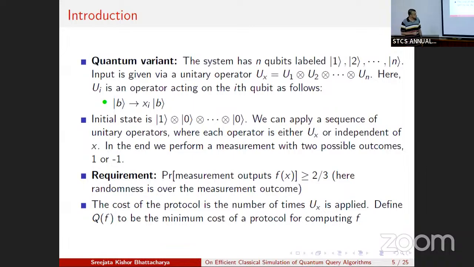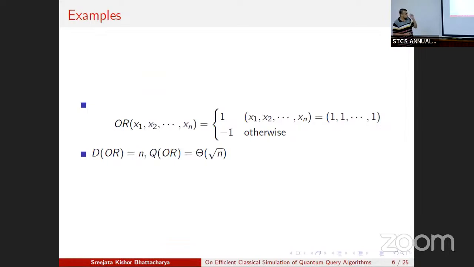So here are some examples. Let's consider the OR function. The deterministic query complexity of OR is simply n. OR is true if at least one of the coordinates is true, and it's false if all the coordinates are false. The deterministic query complexity is always n, because you can assume that the oracle is answering adversarially. Whenever you query a coordinate, it answers false. So until you query the last coordinate, you don't know whether it's true or false. But the quantum query complexity of OR is Theta(square root of n), and this follows from Grover's algorithm. And there is a matching lower bound as well.